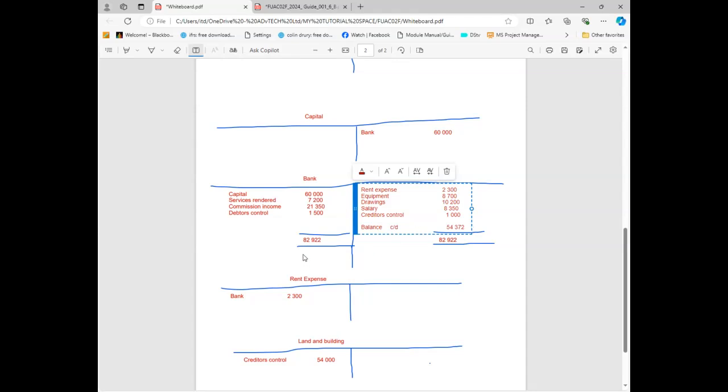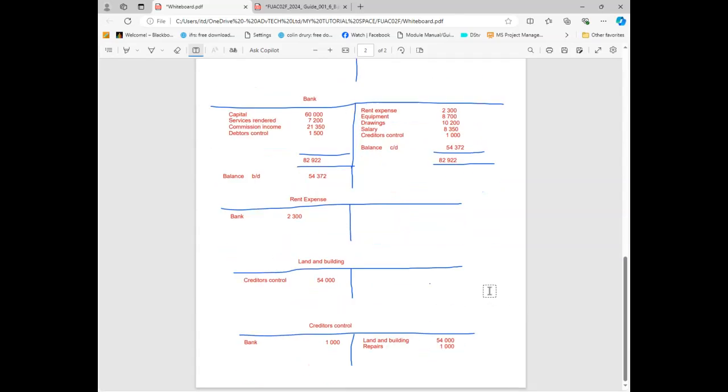And then we do the same thing on the other side, but instead it's going to be brought down. Any question about the bank account? No, sir. So this one we leave, it is one-sided. This one is two-sided. Let's just balance this one.